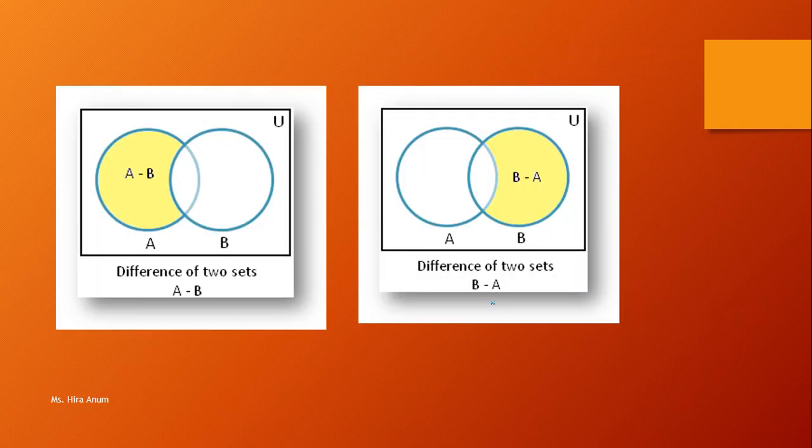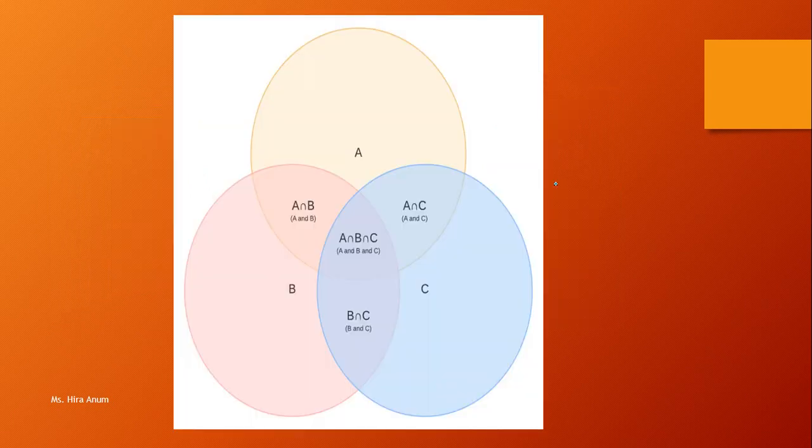So this is the difference of two sets, and this is also different. This is A minus B, but this is B minus A. Here you can see 3 sets.